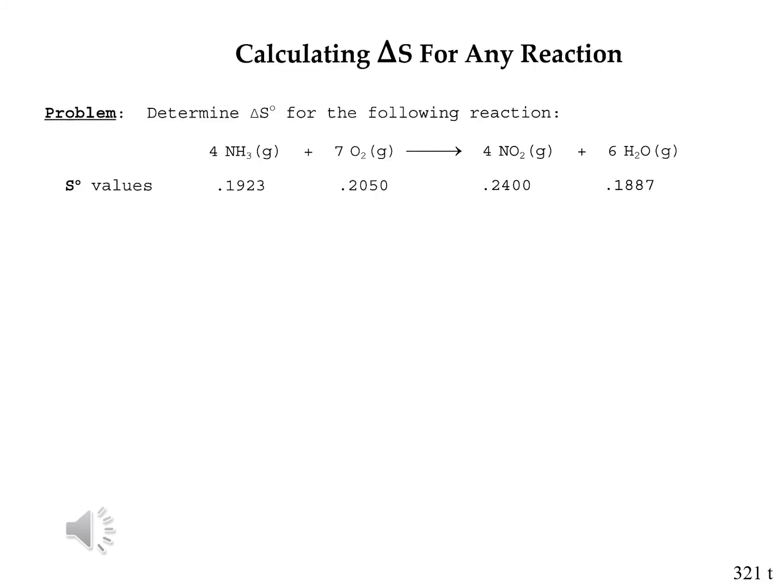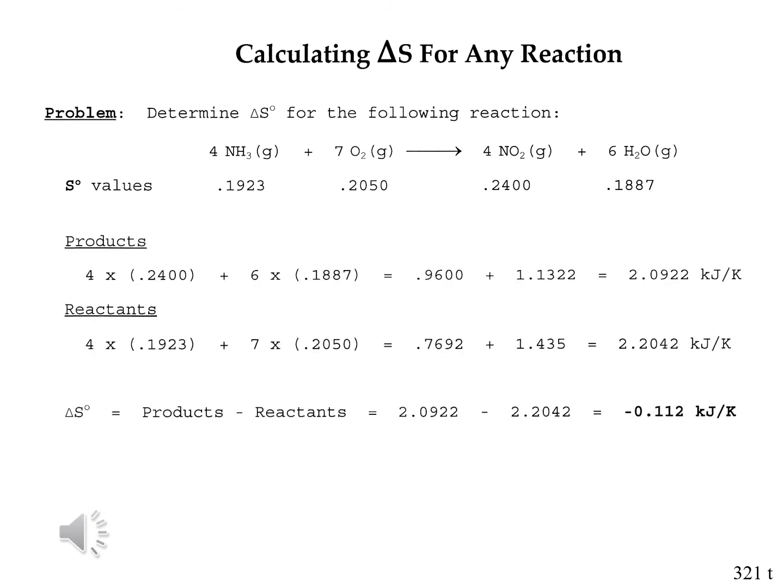I wrote all the S values from the table down, and I took the coefficient times the number for the products, the same for the reactants, and subtracted them. And we ended up with a negative S.